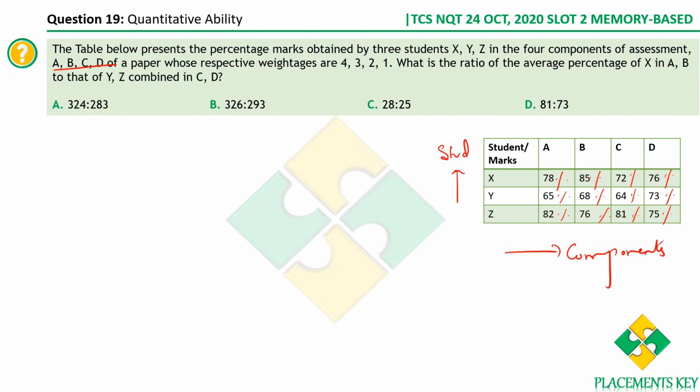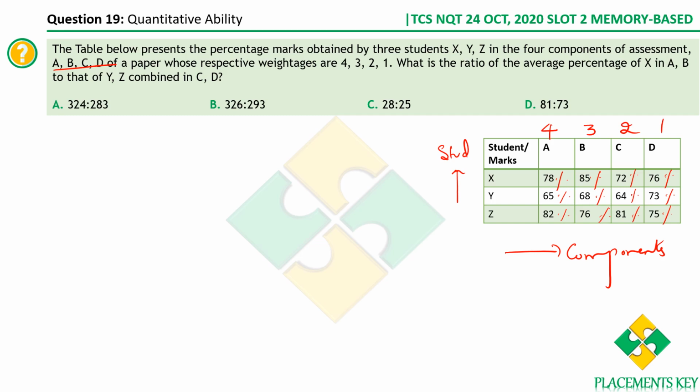Let's say you have the first test, and then you have the revision test and all of that. You have 4 components that are evaluated for the 3 students. The respective weightages are 4, 3, 2, and 1. Therefore component A has got more weightage. In internals the weightage is very less when compared to the externals. That's how it is. So this component has more weightage.